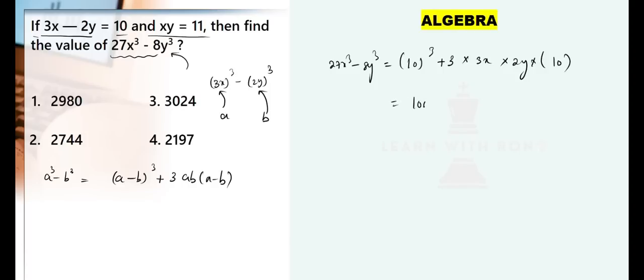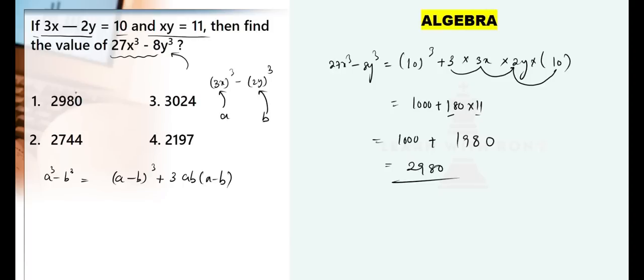So 10 cube is 1000 plus 3 times 3 is 9, 9 times 2 is 18, 18 times 10, times xy value, they have given us 11. So 1000 plus 18 times 10 times 11, how much? 1980, right? So 1000 plus 1980, 2980 is our answer, option number 1. Next question. See this question.